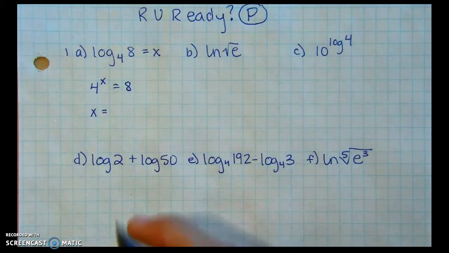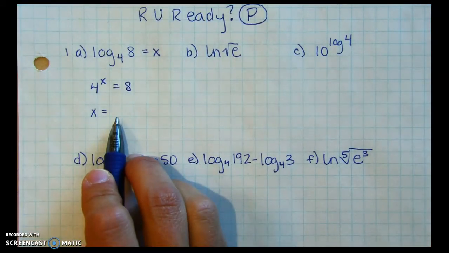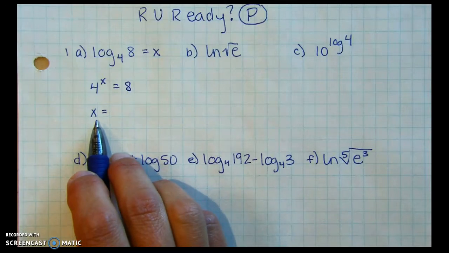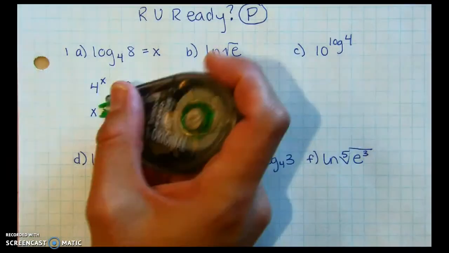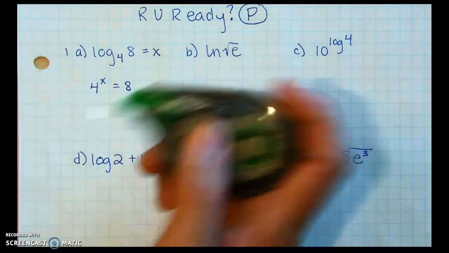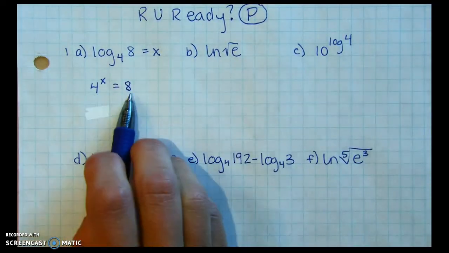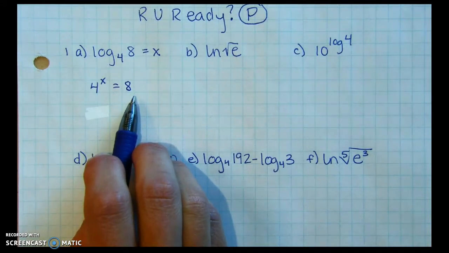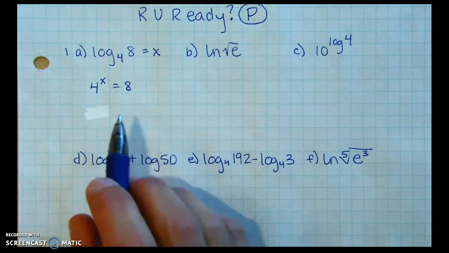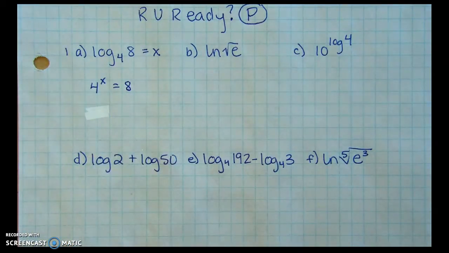Well, it's not 2, right? And it's not 1. How should we do this? I don't think we're ready to solve for x right now. So watch, here's what we can do. Do you agree that 4 and 8 can both be written as what base? What base could both of those be? So we're going to rewrite them both as a base 2.